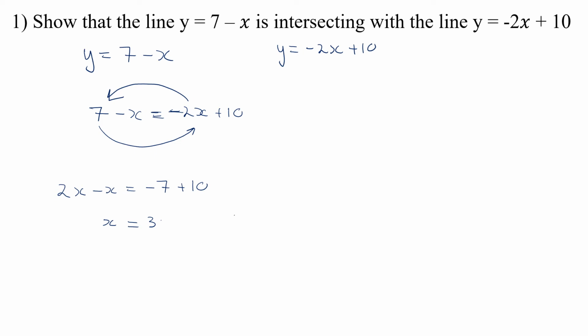Easy does it. And if I know what is x, I could easily know what is y. I could plug it in either equation above. I could use this one if I want, or I could use this one if I want. I will use the easier one, of course. So if x is equal to 3, then y will be equal to 7 minus x. But remember, we know what is x. X is 3. So that will be 7 minus 3, which will give us 4. So y is equal to 4. Easy does it.